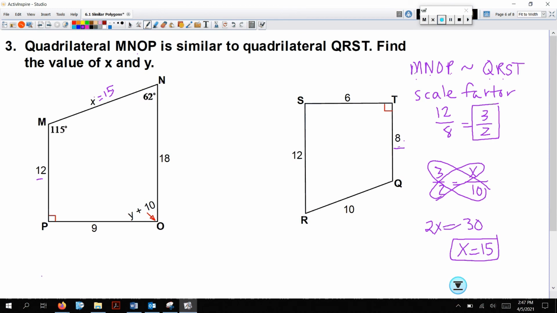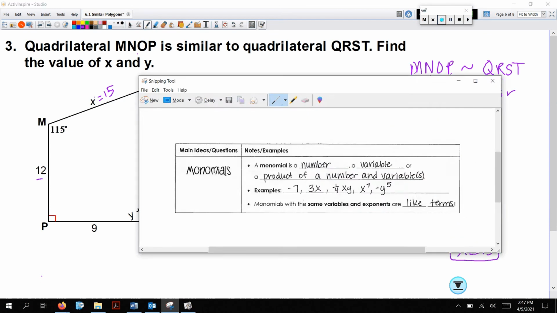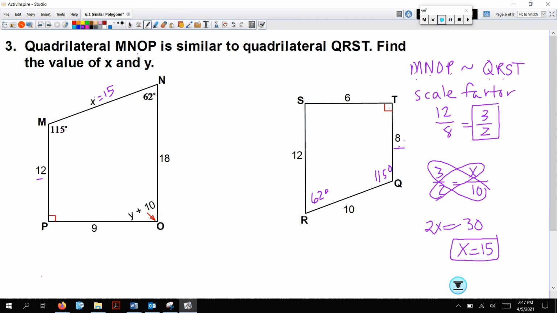Okay, now remember, the angles are congruent. They're not in proportion to the scale factor. So if you see here, M is 115, that means Q is 115. N is 62, that means R is 62. We have that 90 degrees at T, which corresponds to P. So we're just missing this angle here, angle S and angle O.